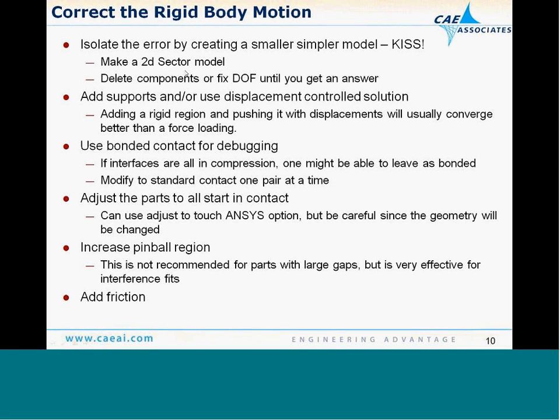It's usually about making a simpler or smaller model to look at. So a 2D sector, isolate your region, break out different segments of your region, maybe fix all of your components, make them all bonded contact, then slowly release them to standard contact as needed. Adjust your parts. Make sure you don't have existing gaps in your parts when you start your analysis. Increase the pinball region, particularly for interference fits, to make sure the two surfaces see each other. And although friction often increases the computational effort, it sometimes can be advantageous in overcoming non-convergence.